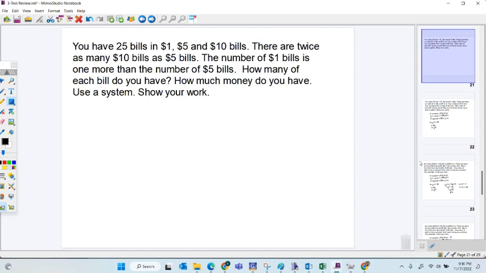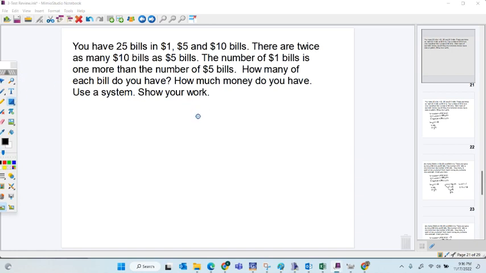There will be a couple of word problems very, very similar to these word problems, so we're going to take a look at them a little bit at a time. $25 in $1 bills, $5 bills, and $10 bills. There are twice as many tens as fives. Number of ones is one more than the number of fives. How many of each bill did you have? Use a system, show your work.